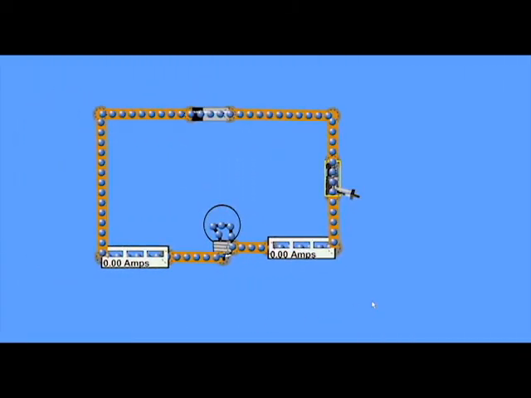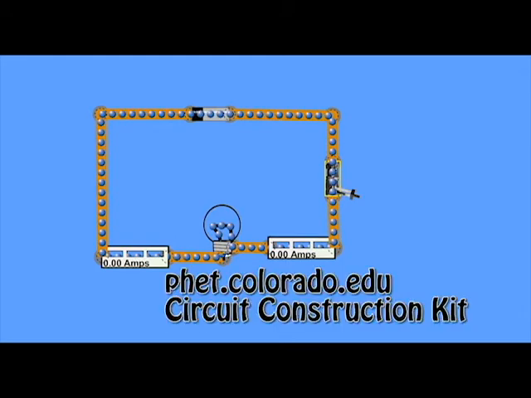Today I'm going to explain how current and voltage work in a circuit. To help me do that, I'm using a FET simulator. You can download the simulator yourself from the FET website. It's called the Circuit Construction Kit. Using the simulator, you can put together components into a circuit and investigate how circuits behave for yourself.